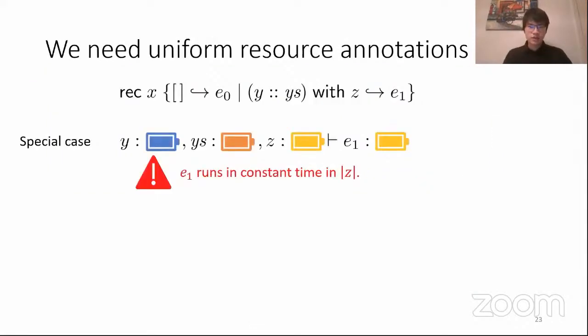Now let us look at the stepping function E1 of primitive recursion. It is not enough to just find some resource annotated type of E1. We must additionally require Z, which is a recursive result, and E1 to have the same resource annotation. This is why on the slide, both Z and E1 are given yellow batteries. By the way, by the definition of inherently polynomial time, we know that E1 must run in constant time in the size of Z. That is, conceptually, E1 should not use any potential stored inside Z. This is why it is reasonable to expect that Z and E1 can have the same resource annotation.